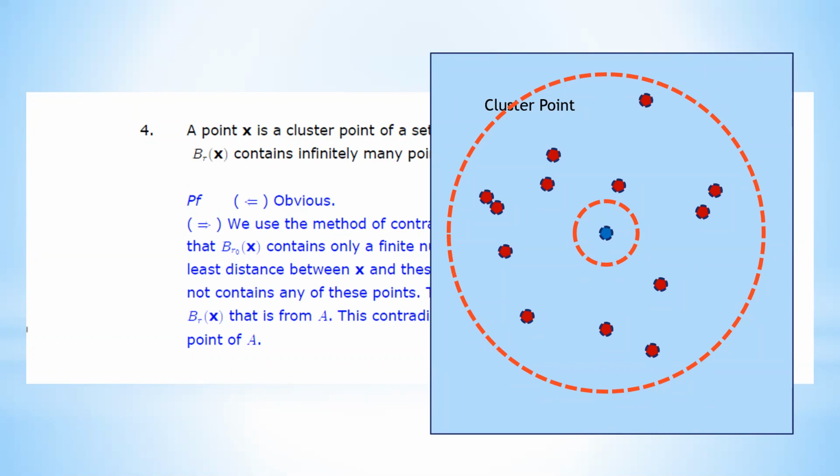The original definition says every ball should carry some other point from A. But inside this small ball, there's no other point from A. So that's a contradiction. Based on this idea, you write down a proof, and you'll get things done, right?